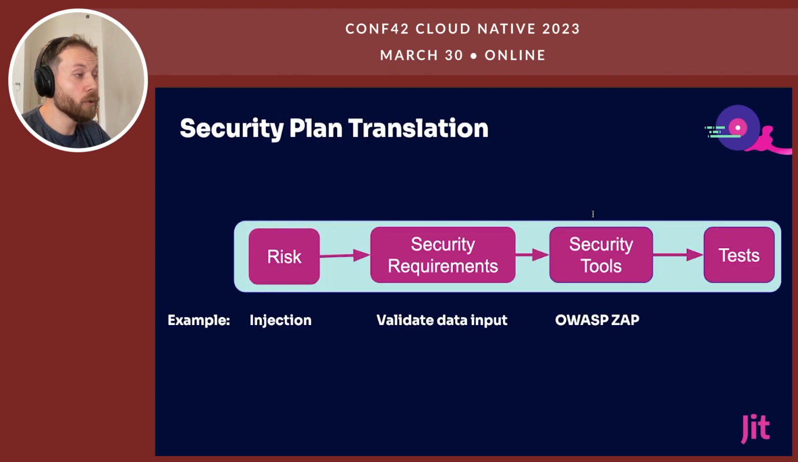So let's take a look at the security plan translation. What should we do? For instance, if you have a threat that does injection, the solution will be to validate the input to the application, and you're going to use a tool like OWASP ZAP in order to test the different inputs to your application, find those issues, and solve them.